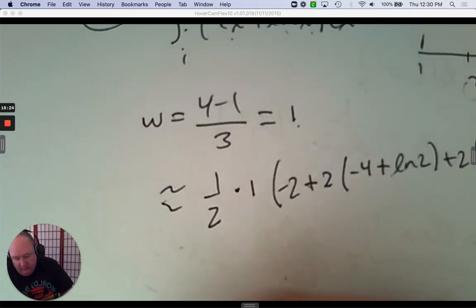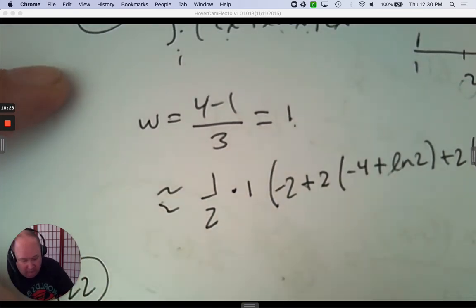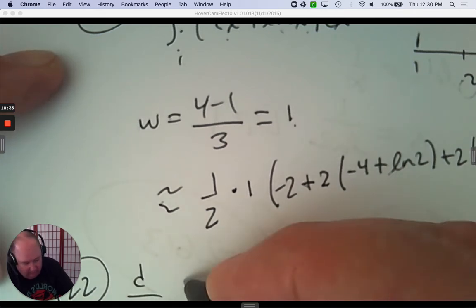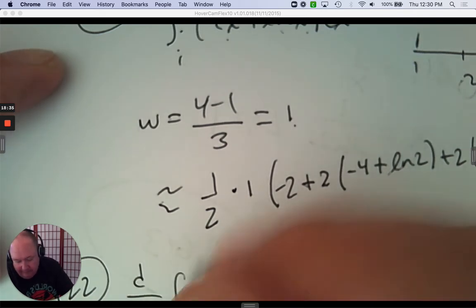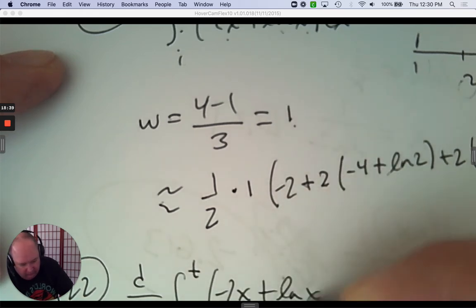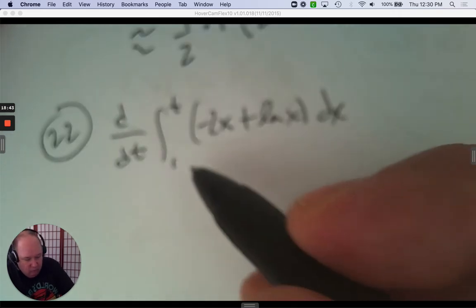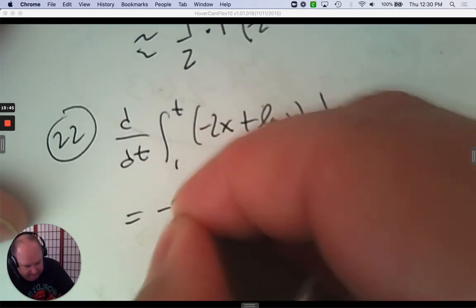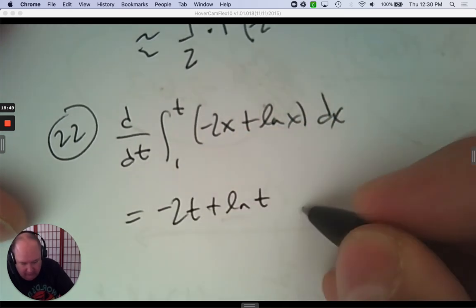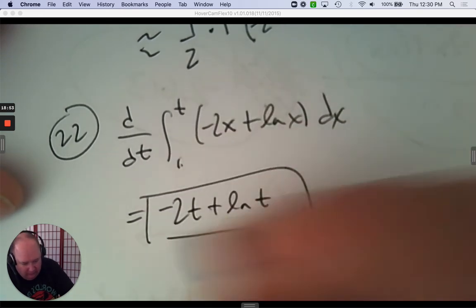All right, number 22. We're almost there. For 22, this is called the fundamental theorem of calculus, the sequel. The derivative and the integration undo each other. So this is just a substitution question. For number 22, can you substitute in? The derivative of t is 1, so I don't need the hook. When I plug in 1 and take the derivative, the answer is 0, so you have your answer.